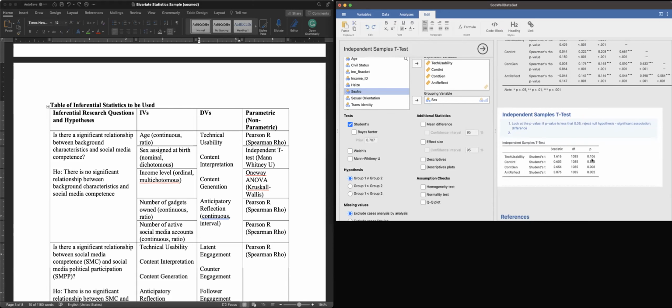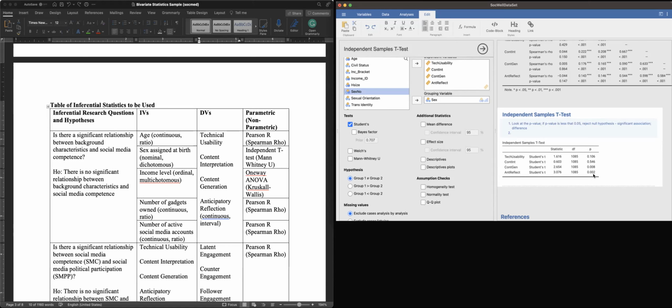So no, it's not significantly associated. We fail to reject the hypothesis for technical usability and sex. For sex and content interpretation, the p-value is 0.546, so no, we don't have it also. And then for content generation, look at the p-value, it's 0.008, so it is significantly associated. And anticipatory reflection, 0.002, it's also significantly associated with sex assigned at birth.